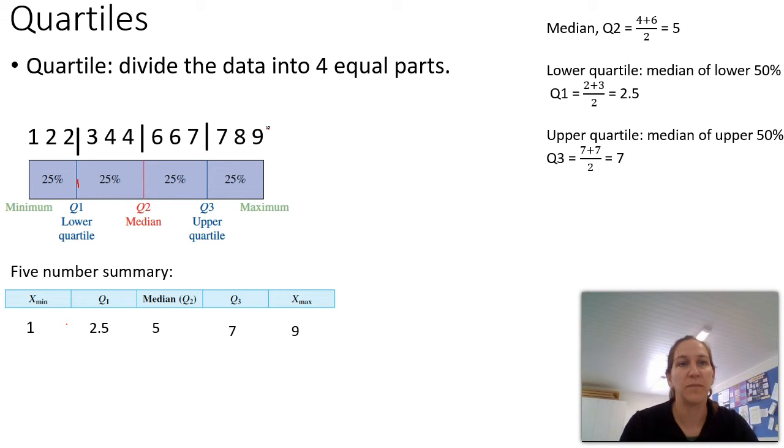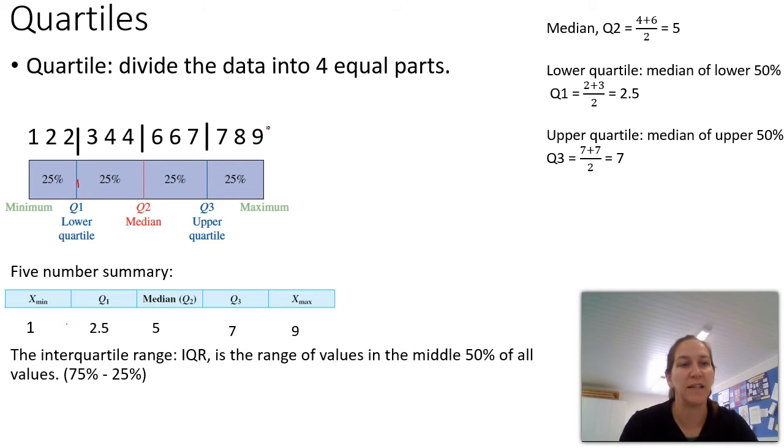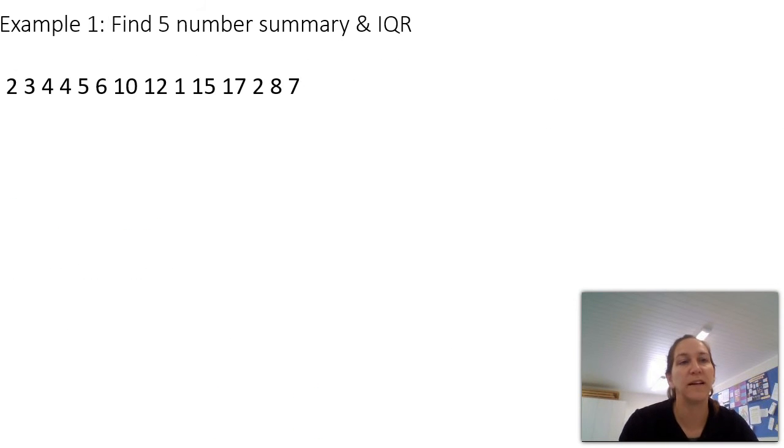The other thing that we sometimes talk about in terms of data spread is the interquartile range. The interquartile range is the range of values in the middle 50% of all the values, so between the 75% marker and the 25% marker. And all we want to do in this case is just subtract the numbers. So I want to subtract my lower quartile from my upper quartile. In our case, it's 7 minus 2.5, which is 5.5.